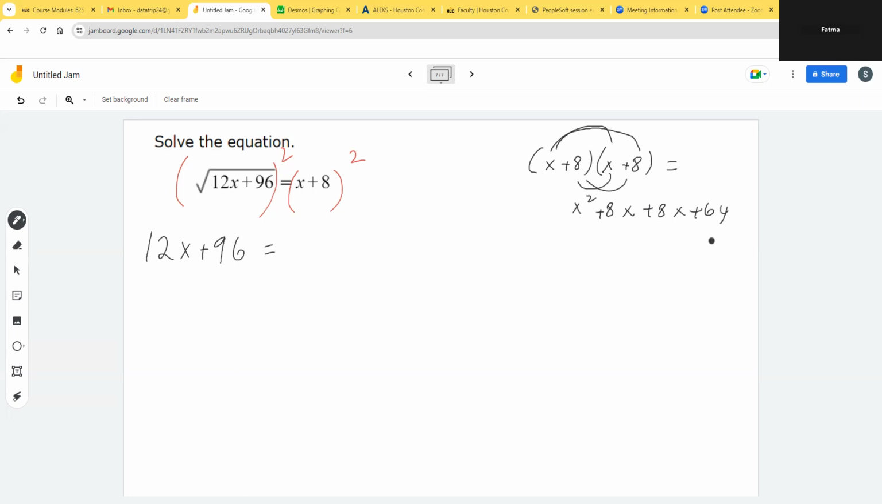Which ones are the like terms here? When you add them up, what do they give you? 16x. So here we just need to copy x squared plus these two will give me 16x plus 64. So after this, what am I supposed to do?